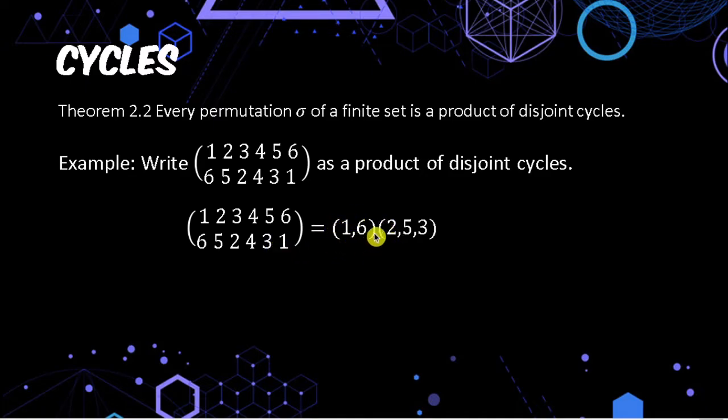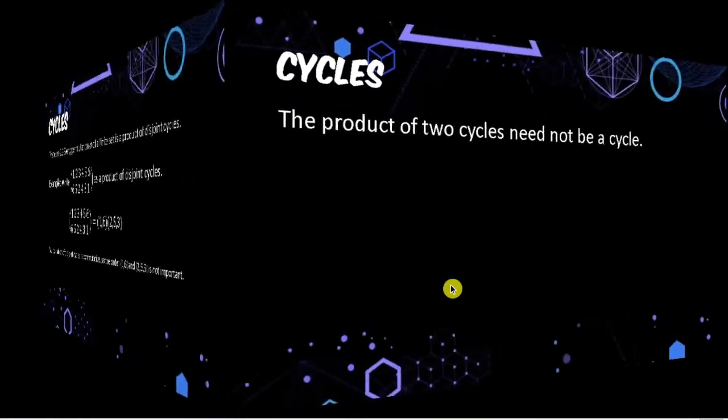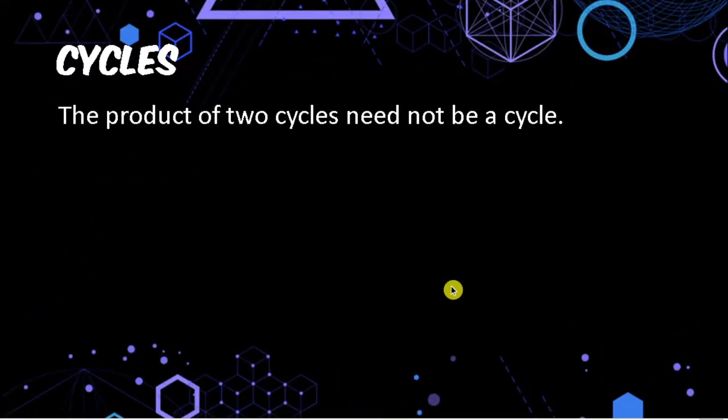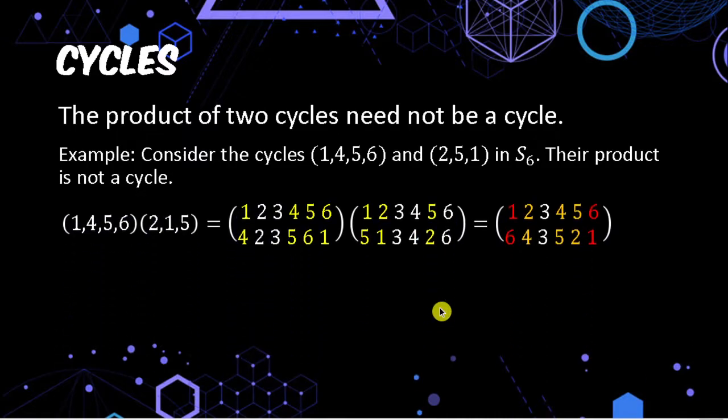So ito, if we are going to use our imagination, this is a permutation that looks like this, except that aside from 1 and 6, the rest of the elements are fixed. Ang ganon. Ganon din kay cycle na 2 5 3. The product of two cycles need not be a cycle. Ayan. So, careful tayo.